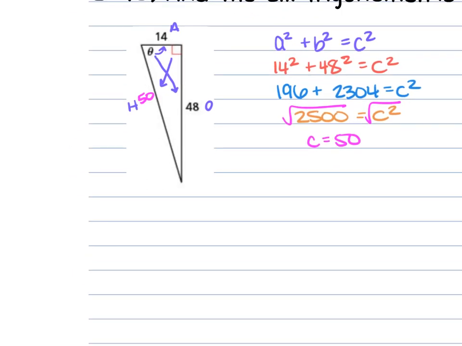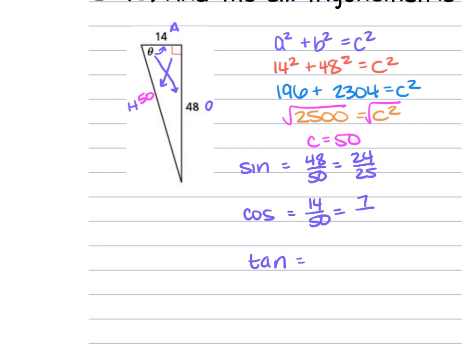So sine, cosine, and tangent. For sine, we're going to have opposite over hypotenuse, so that's 48 over 50, which is going to give us 24 over 25. For cosine, we have 14 over 50, so that simplified is 7 over 25. And then tangent is 48 over 14, which simplifies to be 24 over 7.